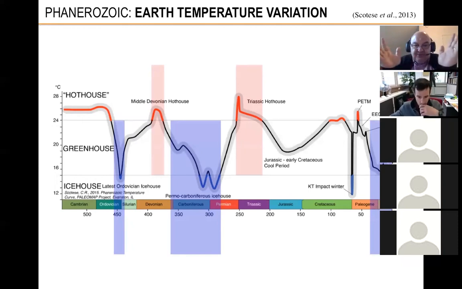Scotese is one of the specialists of the global, world scale paleogeographic map. But unfortunately, he published not so much. So it means that it's very difficult to know what are the sources of the data. And I really love this one. That's very good because it tried to quantify the global temperature of the Earth.